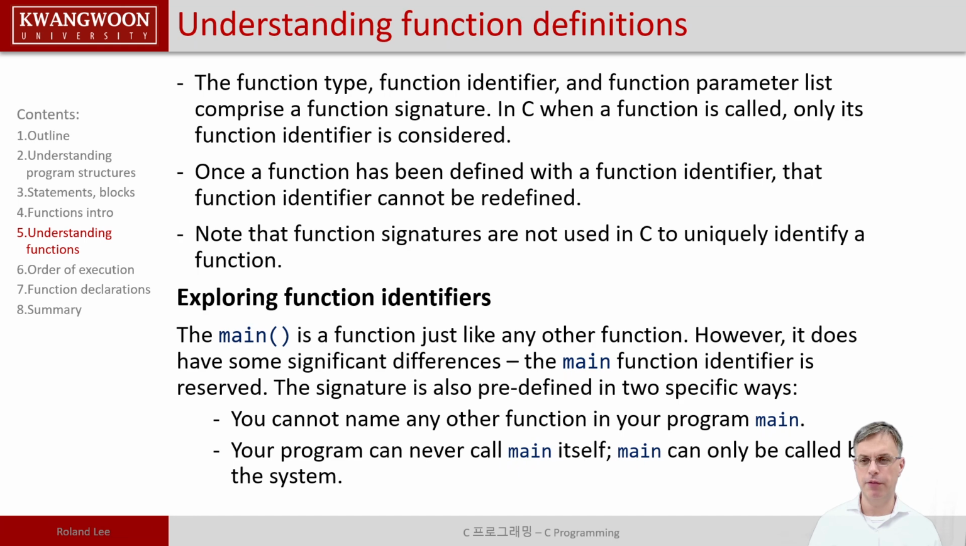Next, exploring function identifiers. Main is a function just like any other function. However, it does have some significant differences. The main function identifier is reserved. The signature for it is also predefined in two specific ways. So you cannot name any function in your program main, and you can never call main itself. Main can only be called by the system.